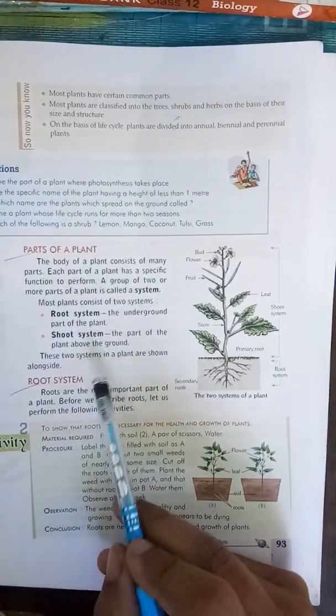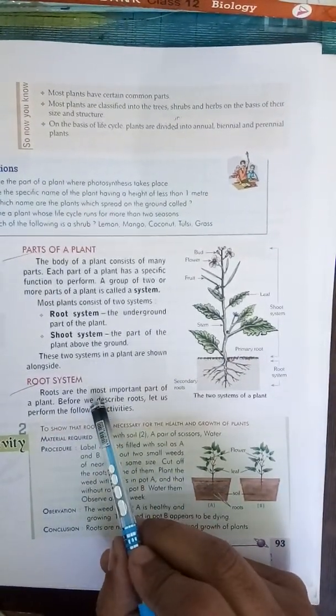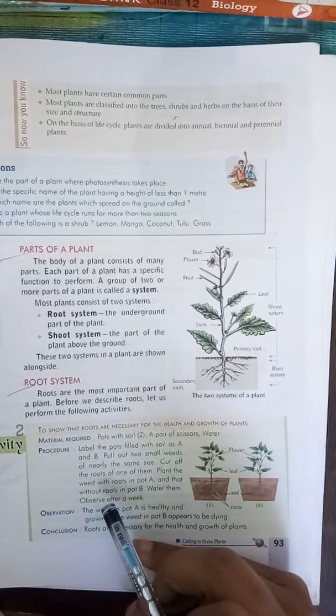First is the root system. The root system is the most important part of the plant.